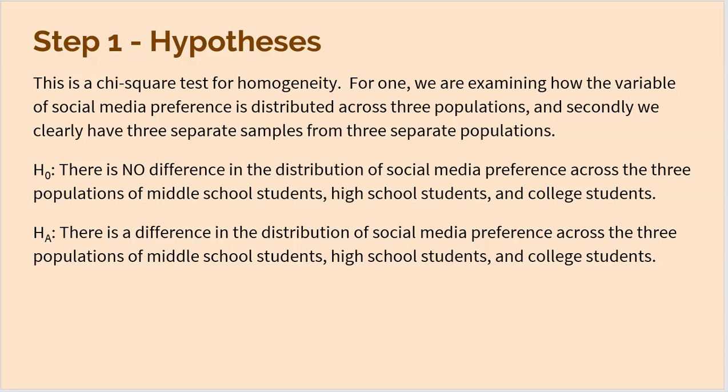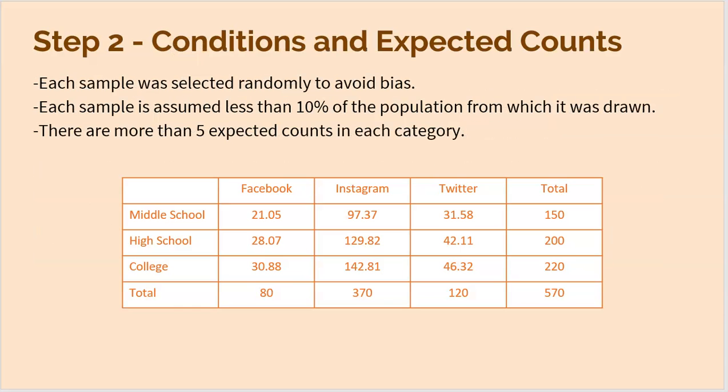And we've seen this before. We saw this exact same stuff in the last topic video as well. The conditions are very simple, same conditions we've been working with. The sample has to be random to avoid bias. The sample has to be under 10% of the population. Each of the samples, remember there's actually 3 samples here, middle schoolers, high schoolers, college students, and every expected count has to be 5 or more.